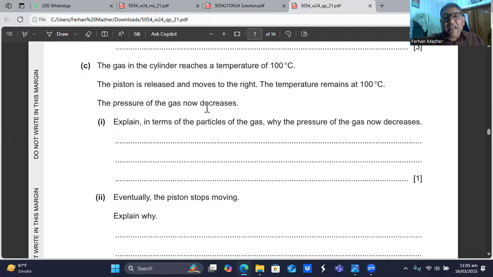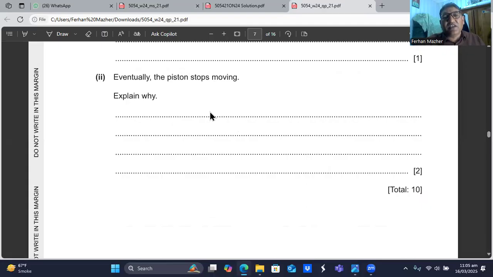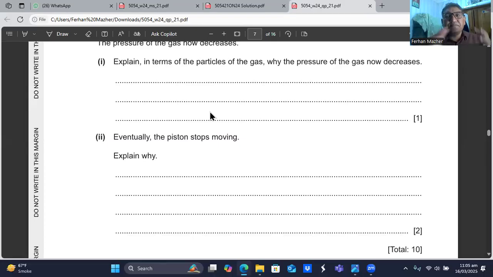So then we have eventually, question number 3C, and its second part. It says eventually the piston starts moving. Explain why. You know, the internal pressure of the gas, and outside we have atmospheric pressure. The atmospheric pressure is trying to push that piston inside, and the gas inside is trying to push that piston out. So when the inside pressure is more, there is a resultant force in the outward direction, so that piston moves. And as the piston moves, the volume increases and the pressure of the gas decreases.